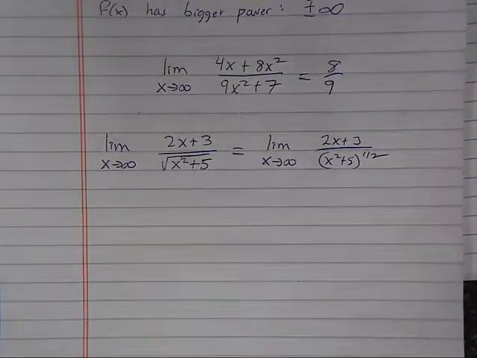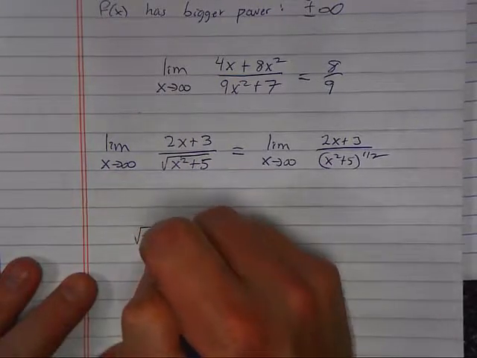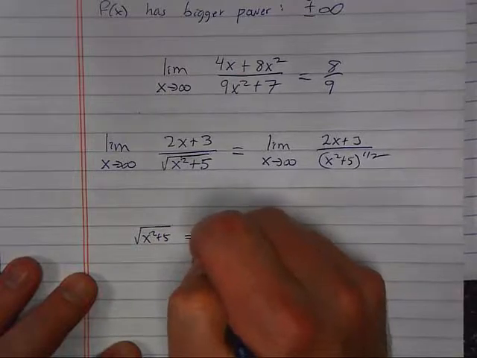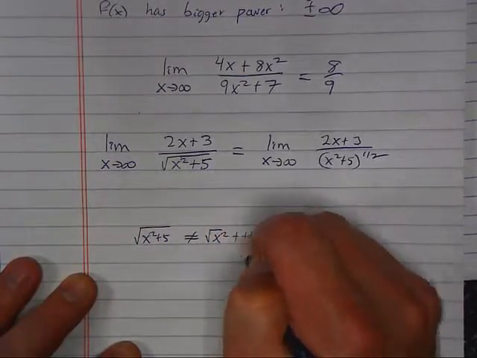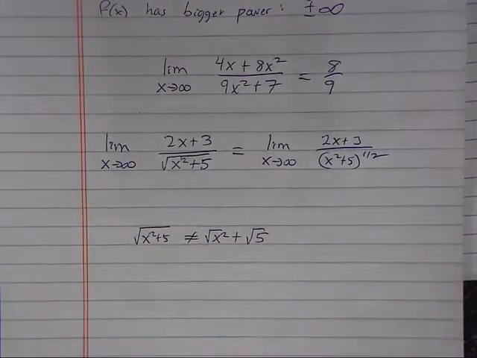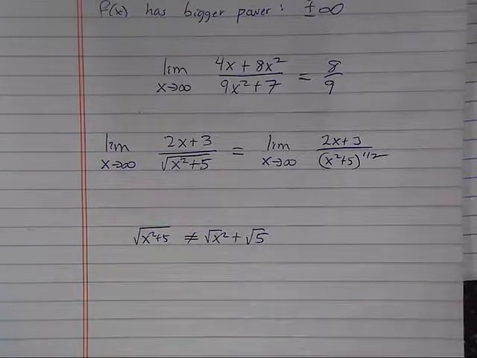I cannot write that as square root of x squared plus square root of 5. That doesn't work. Because it's an addition sign, square root of x squared plus 5 does not equal square root of x squared plus square root of 5. Pick a number like 1 and convince yourself that that's not true.